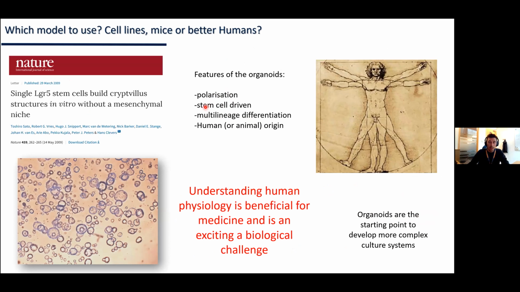and a basal side. This culture is stem cell driven. So this means that we can regenerate healthy or diseased cells in vitro for very long. They are capable of multi-lineage differentiation. That means that it is possible to derive different type of cells within the epithelial lineage, and they can be derived from human, which is an advantage if we want to understand human pathogens and human cancer. So this is beneficial for medicine, but is also a great biological challenge. And they are also a starting point to develop more complex cultivation system, as we will see in this talk.